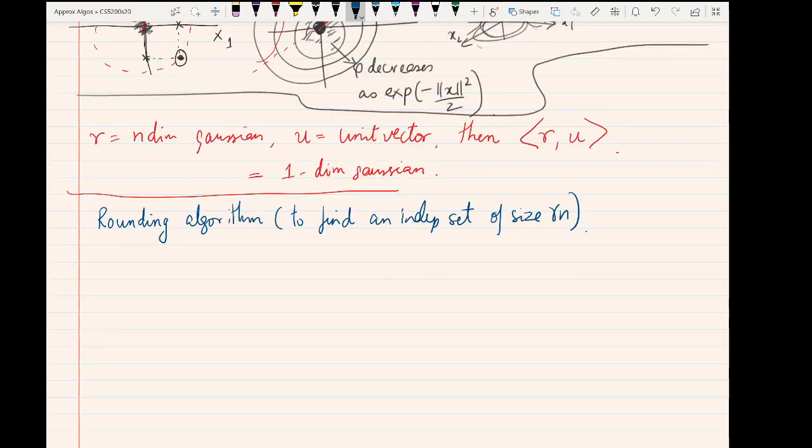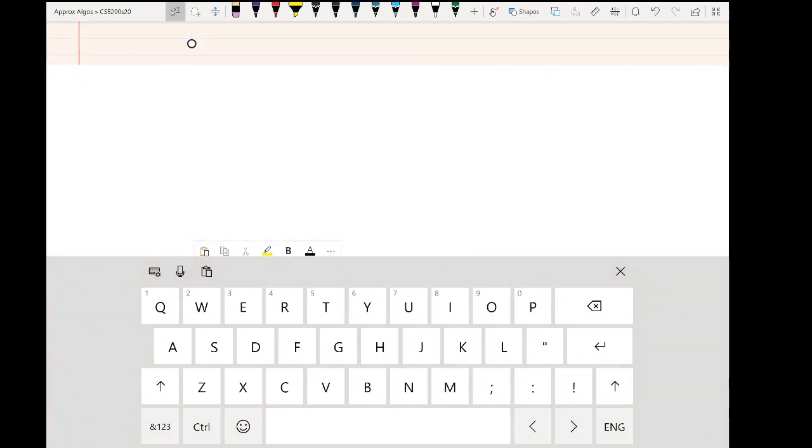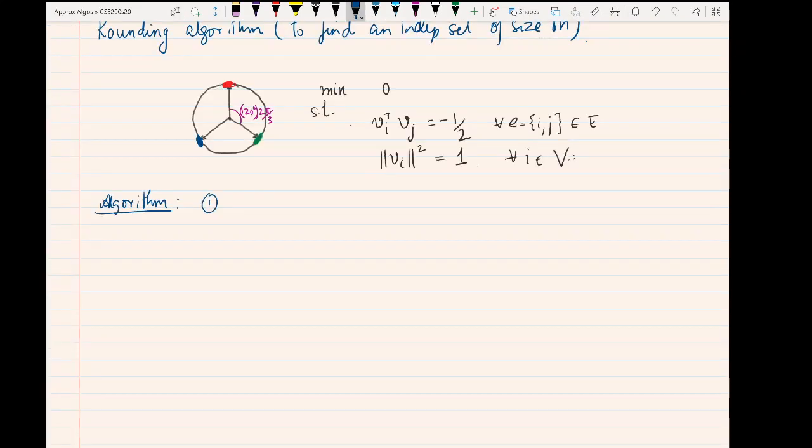So using these tools, here's the rounding algorithm that we'll analyze. So this was a vector program which was guaranteed to have a feasible solution because G was 3 colorable. So you solve the above to find some feasible solution. And notice that it might not look exactly like the ideal picture drawn above because the vectors lie in n dimensions and not in just 2 dimensions.